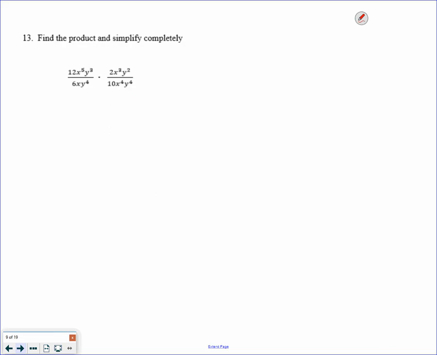Multiplication of rational expressions now. If they're all binomials, here's what I would suggest. Multiply straight across. So 24 x to the, using rules of exponents, x to the 8th, y to the 5th, over 60 x to the 5th, y to the 8th.